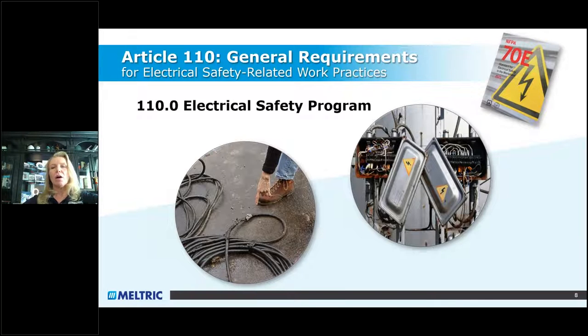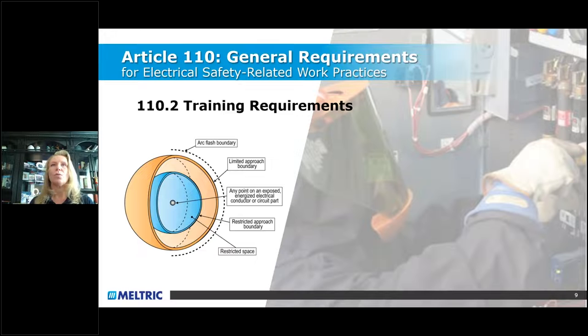So that's a lot of Article 110, but one of the really important things that Article 110 talks about is the training requirements. The difference between qualified electrical workers and non-qualified electrical workers. We've also got an arc flash and limited approach boundary that surrounds every bare live conductor. And this limited approach boundary is very important when we're talking about qualified electrical workers and non-qualified electrical workers.